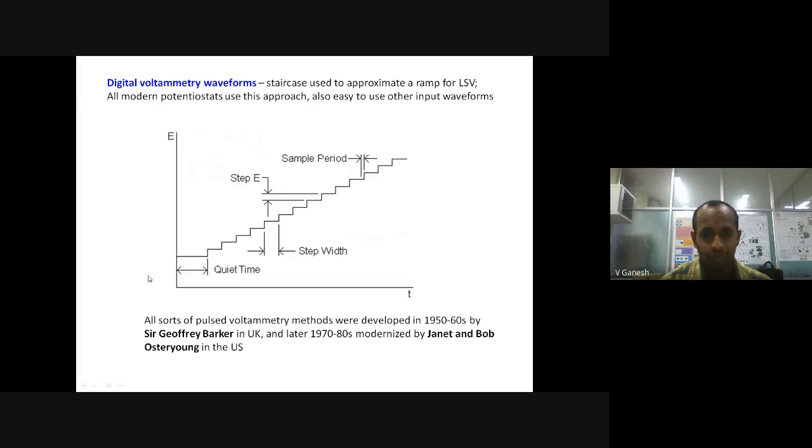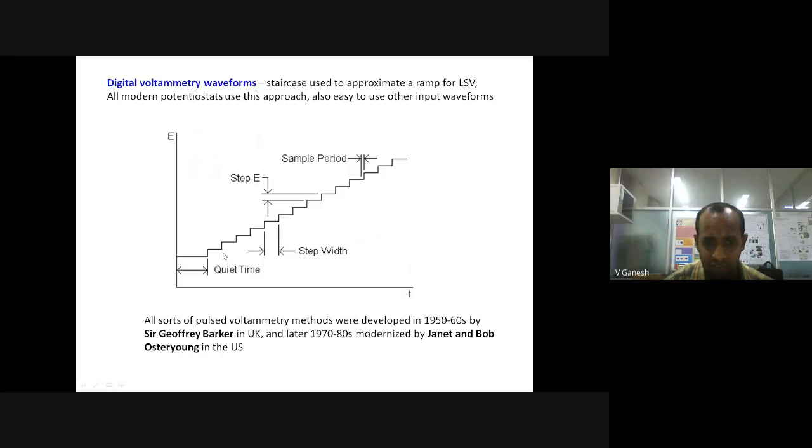Okay. I hope you guys know what I mean by pulse. I remember yesterday I talked about it in the case of amperometry. What you do is you can apply a staircase kind of input signal, meaning you can vary the potential with respect to time, like on and off, and overall we have a linear ramp, a linear variation of potential with respect to time. So this is a kind of digital voltammetry waveform.